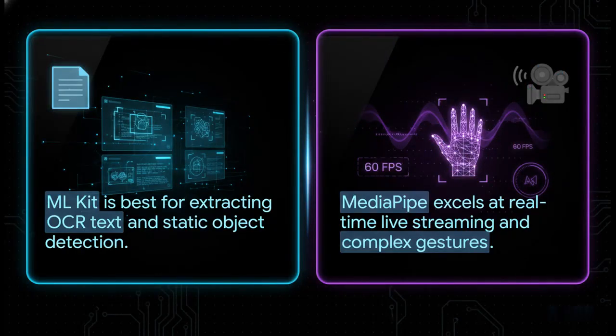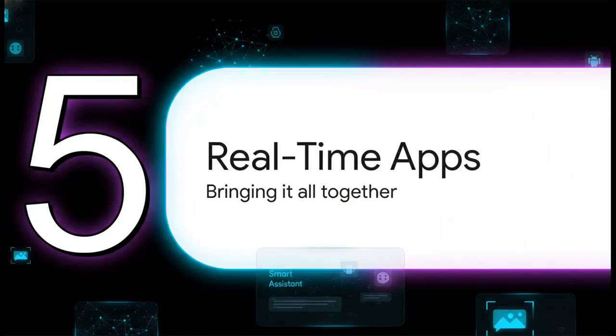But, as developers, we always need the right tool for the job. Depending on what you're building, you might leverage ML Kit for straightforward text extraction, or you might choose MediaPipe for high-performance, real-time object detection in live video streams. ML Kit is fantastic for simply scanning a document or a barcode, but if you want to track complex hand gestures or map out facial meshes at 60 frames per second on a live camera feed, MediaPipe is definitely your go-to framework.